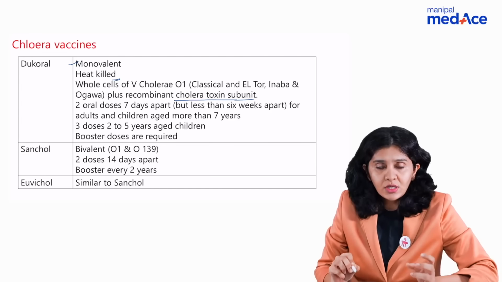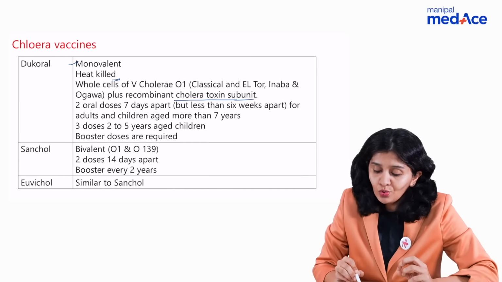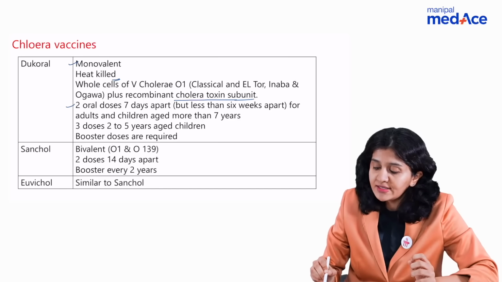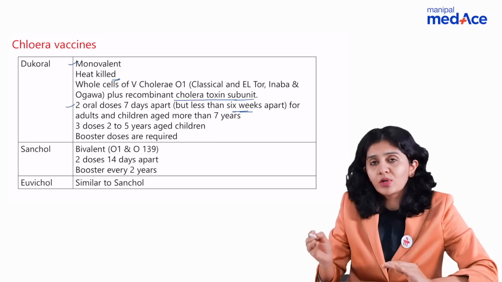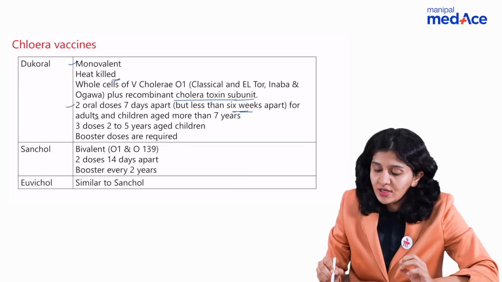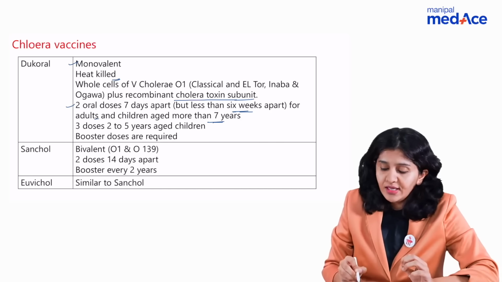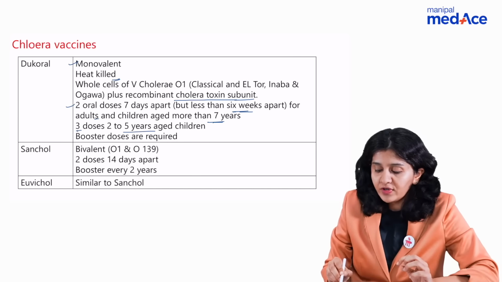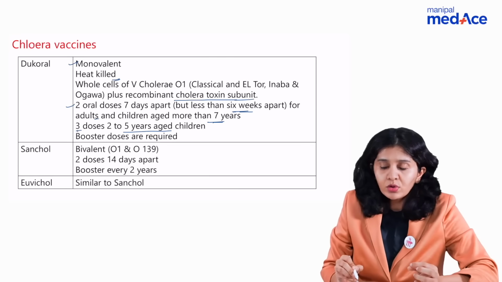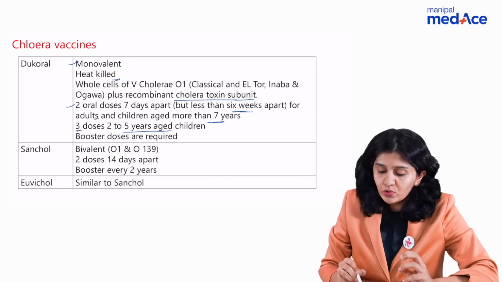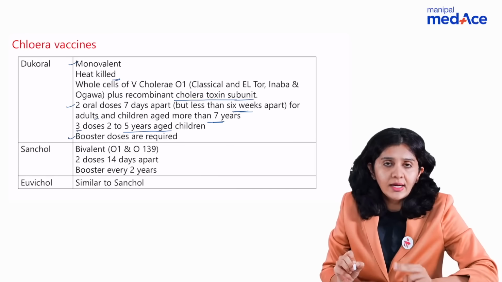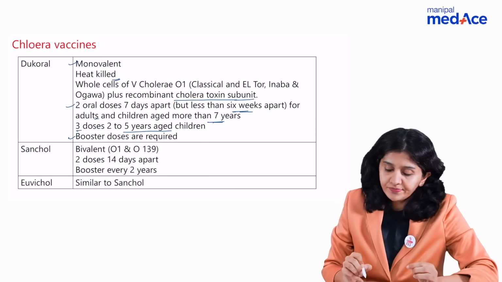Coming to the schedule and the dosage, 2 oral doses 7 days apart should be given, but it should be less than 6 weeks apart. It can be more than 7 days apart, but it should be less than 6 weeks apart for adults and children aged more than 7 years. 3 doses for 2 to 5 year age children. Less than 2 years, we cannot give this vaccine. And for both the groups, adults and children, booster doses are required. So Dukoral is monovalent, 2 doses for adults, 3 doses for children, right?